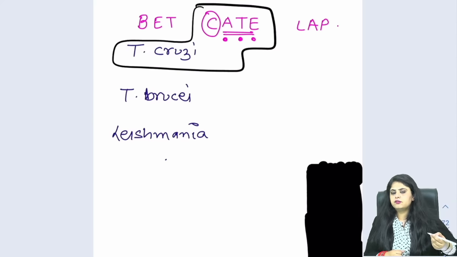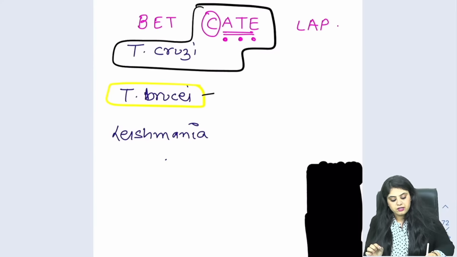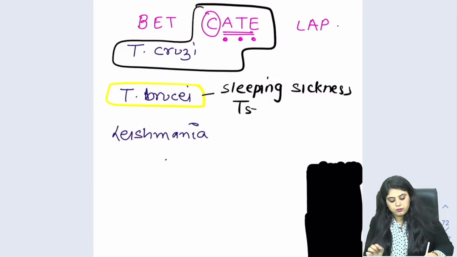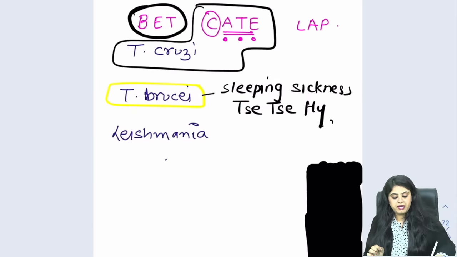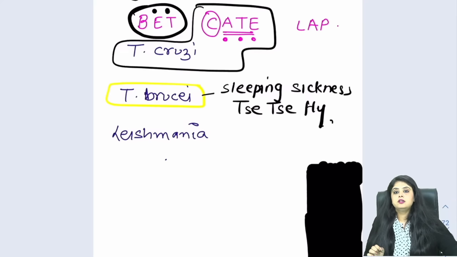So let me do one more exercise with you. Tell me for Trypanosoma brucei, ma'am, either I will look at the vector. Trypanosoma brucei is what? Trypanosoma brucei is known as the sleeping sickness. So the vector is also going to be what? It is going to be the tsetse fly. Vector is tsetse fly. And bet, what are the two forms? In Trypanosoma brucei what will we see? We are going to see epimastigote, trypomastigote.